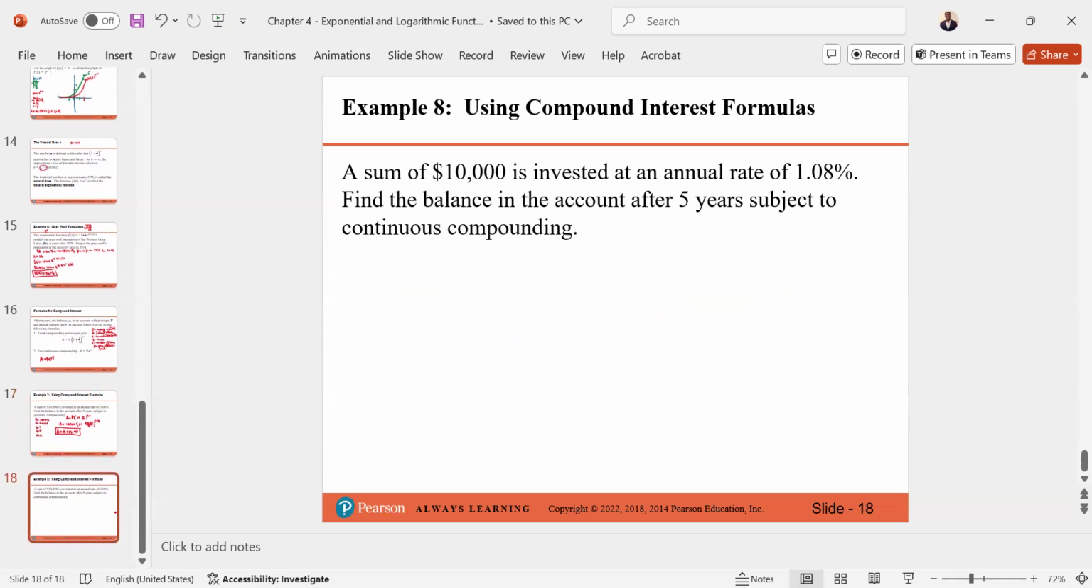But at some point, for the same problem, they might ask you to find the balance in the account after 5 years, subject to continuous compound interest. Remember, continuous compounding means the future value A would be P e to the power RT. Now remember, they ask you to find A, they give you P, which is 10,000, and R we already know is 0.0108, T is 5.